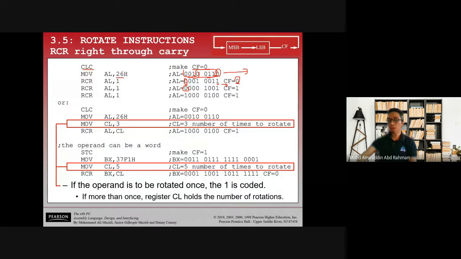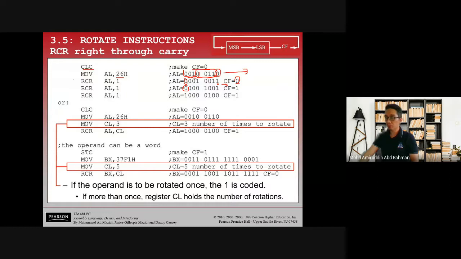Before this, we don't have the carry flag brought over, which means that it is lagging one time, as you can see here.